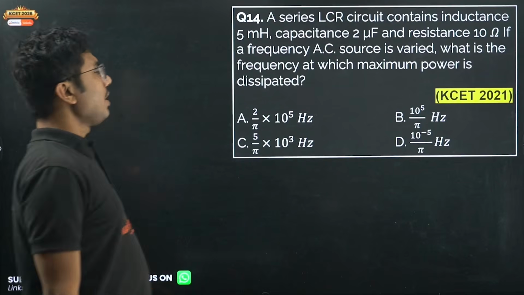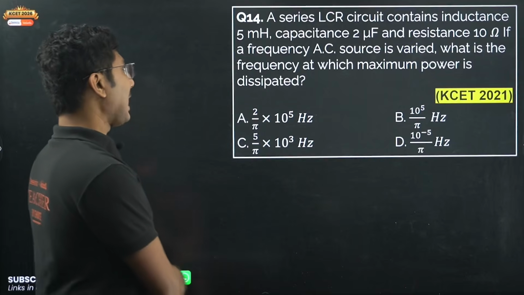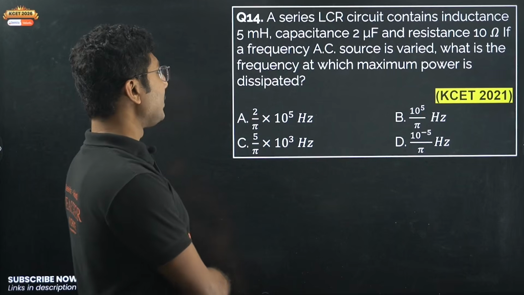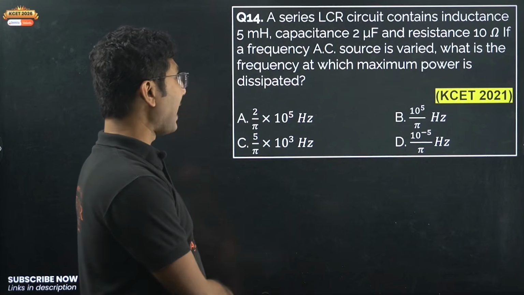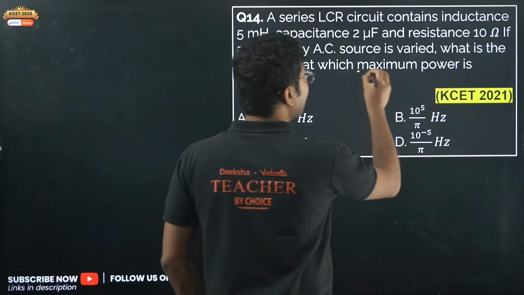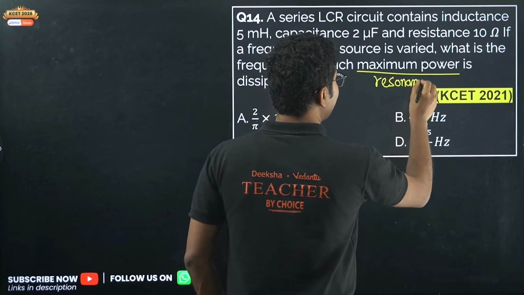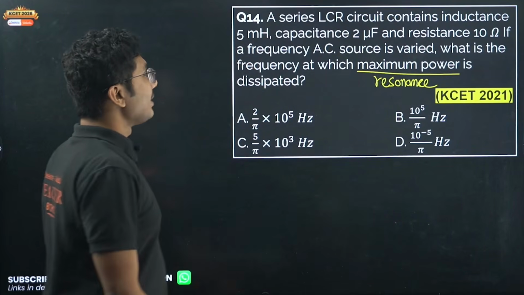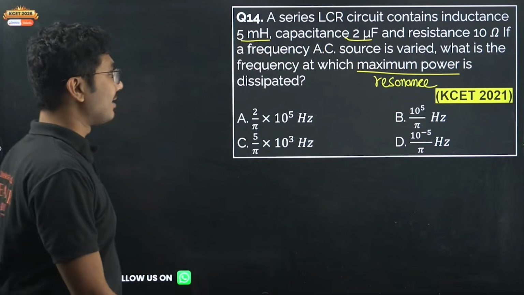Next question. A series LCR circuit contains inductance 5 millihenry, capacitance 2 microfarad and resistance 10 ohm. If the frequency of the AC source is varied, what is the frequency at which maximum power is dissipated? Again, interesting question. So the maximum power is dissipated at resonance. Okay, so directly or indirectly they will ask questions based on resonance. Here we only need the inductance and the capacitance.